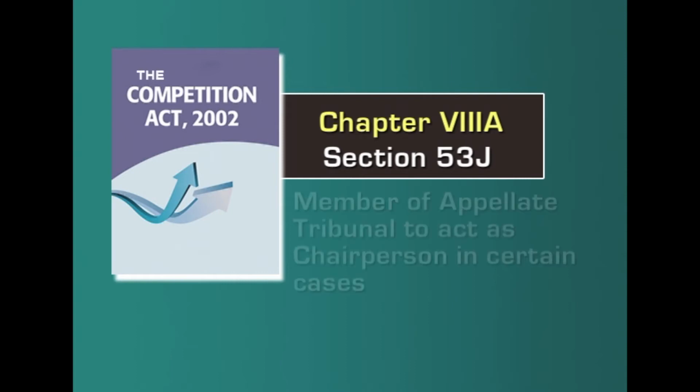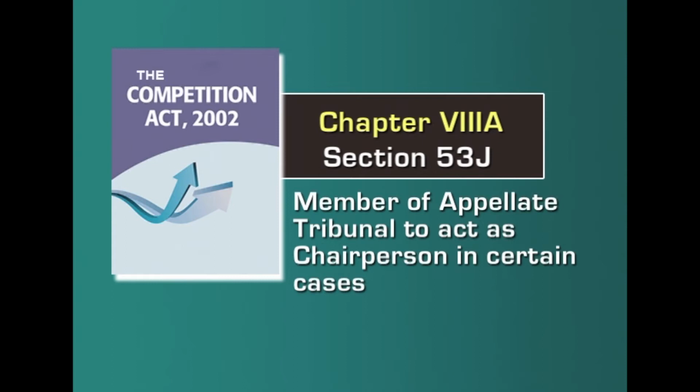Section 53J talks about a member of an appellate tribunal acting as chairperson in certain cases. If you were to recollect, the provision of this section is almost similar to that of the Competition Commission, wherein a member of the commission would also act as chairperson in situations when the chairperson cannot be there to act as chairperson. More or less, the provision relates to a member acting as chairperson in the absence of the chairperson, and the procedure for it is dealt with under section 53J.